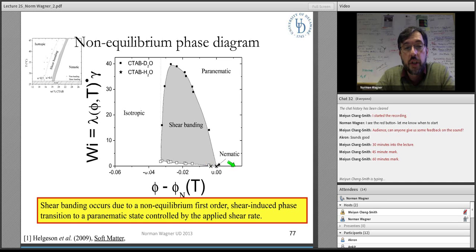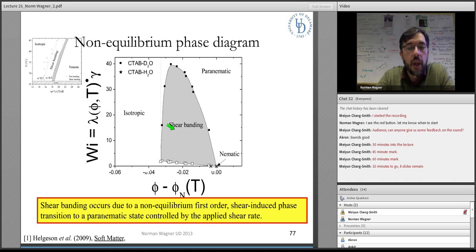Over here is a dimensionless shear rate, the so-called Weissenberg number, which is the shear rate times the relaxation time of the material. Anything inside this region is a two-phase material, okay? That is, it shear bands. And so I have a nematic or a paranematic in equilibrium with an isotropic phase. So we've measured that, and the points are shown here, and there's literature data. If you read the paper that's published in Soft Matter in 2009, you can get more information about that. So this becomes, if you will, a non-equilibrium phase diagram telling us when and where shear banding will occur.